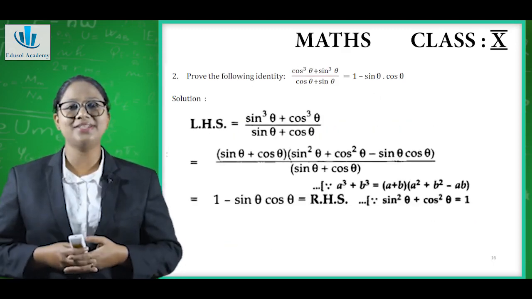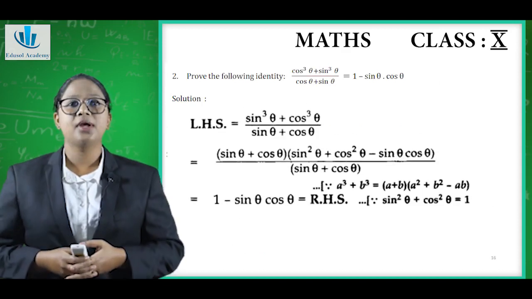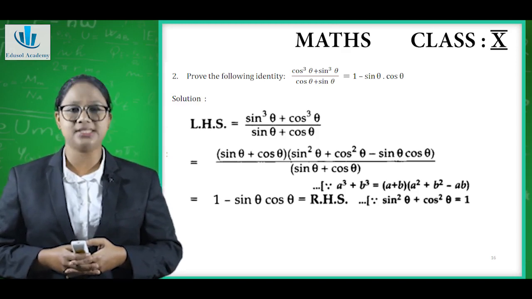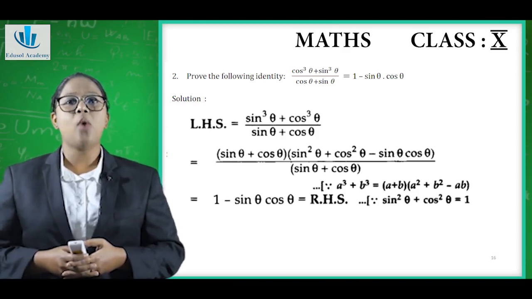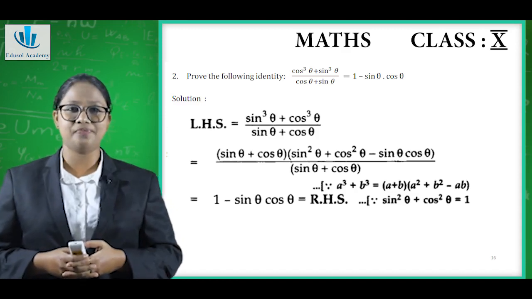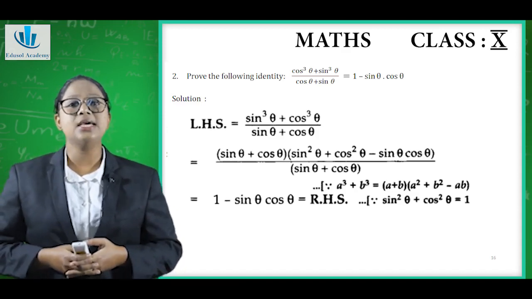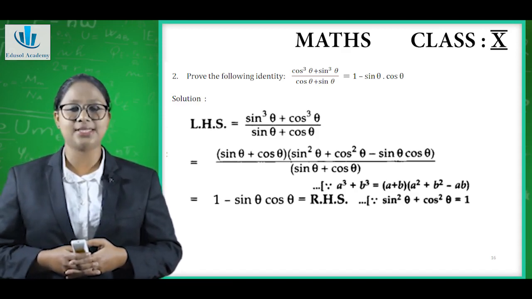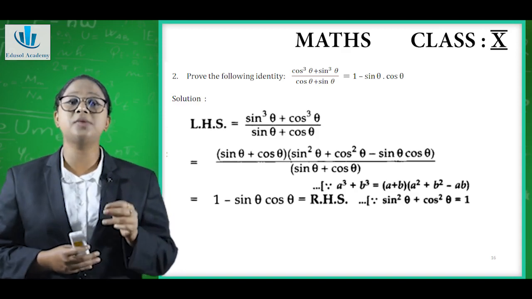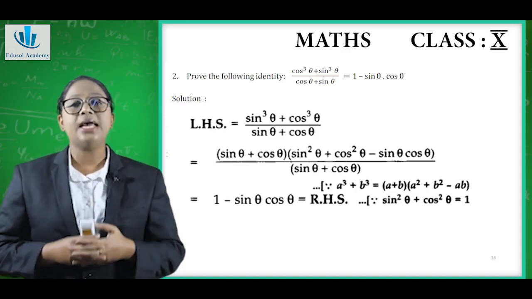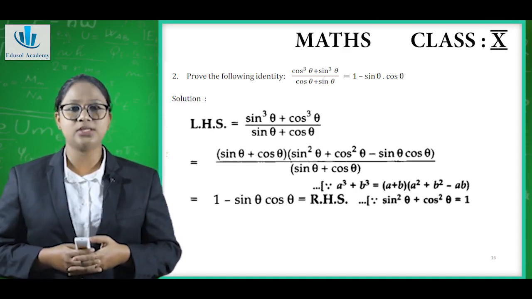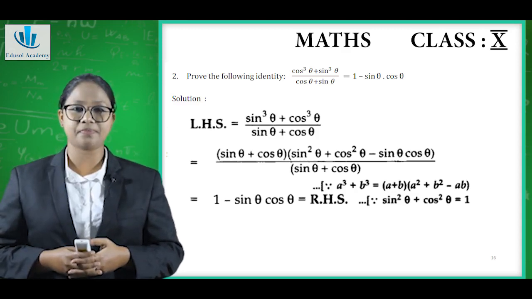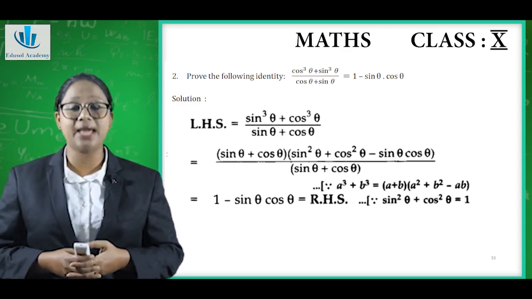Here comes the next question. Prove the following identity. Cos cube theta plus sin cube theta whole divided by cos theta plus sin theta is equal to 1 minus sin theta into cos theta. So we will start with the LHS. Cos cube theta plus sin cube theta whole divided by cos theta plus sin theta. Now you may have to apply the algebraic identity here. You may take down a cube plus b cube is equal to a plus b into a square plus b square minus ab. So you may need that to apply it here.